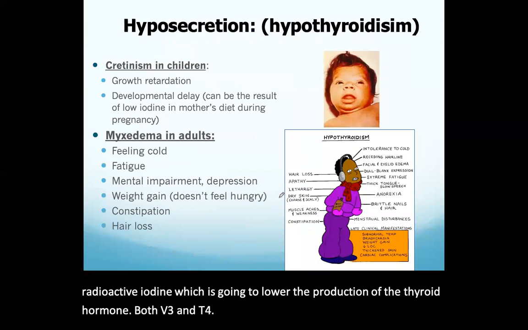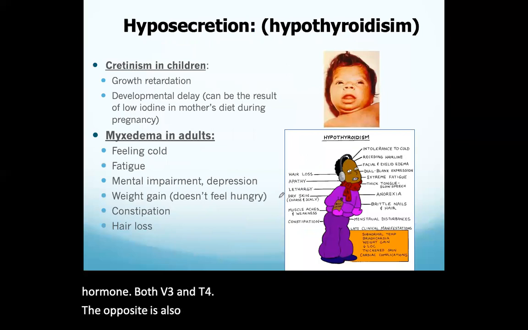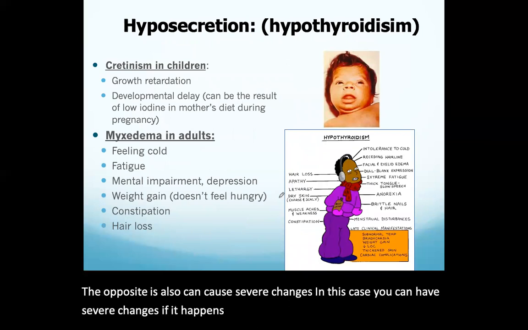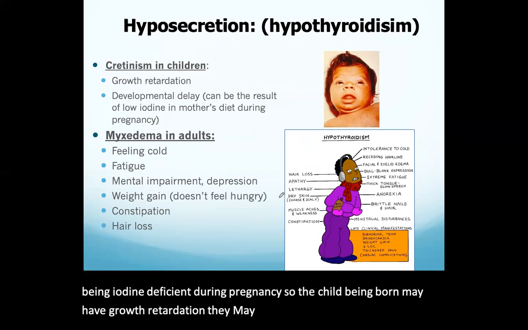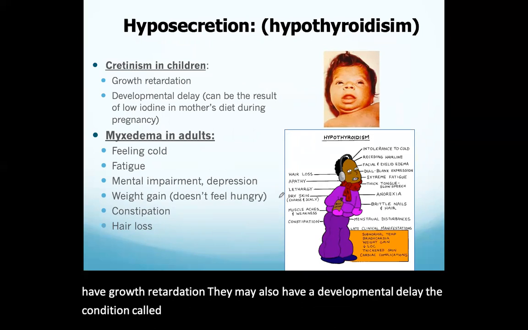The opposite can also cause severe changes. In this case, you can have severe changes if it happens in children, typically as a result of the mother being iodine deficient during pregnancy. So the child being born may have growth retardation. They may also have developmental delay. The condition is called cretinism, and again, it's visible in children.